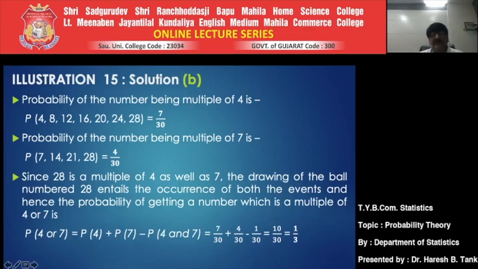Since 28 is a multiple of 4 as well as 7, the drawing of ball number 28 entails the occurrence of both the events, and hence the probability of getting a number which is a multiple of 4 or 7 is probability of 4 plus probability of 7 minus probability of 4 and 7. 4 and 7 one can get only one way, so it would be 1 by 30. So it is 7 by 30 plus 4 by 30 minus 1 by 30, which comes to 10 by 30. By simplifying it, it comes to 1 upon 3. Clear?